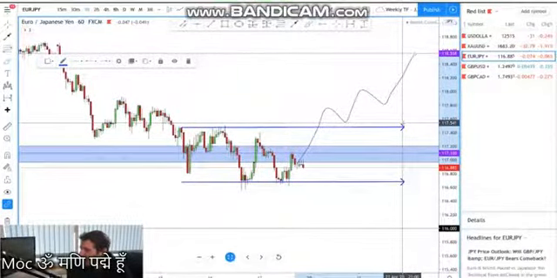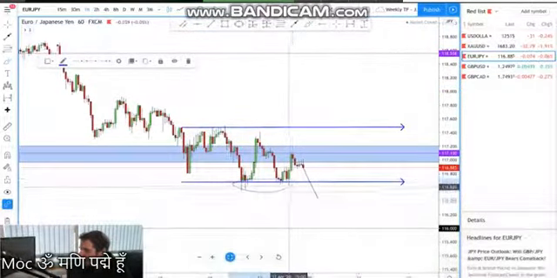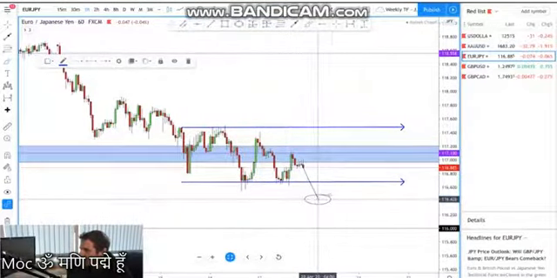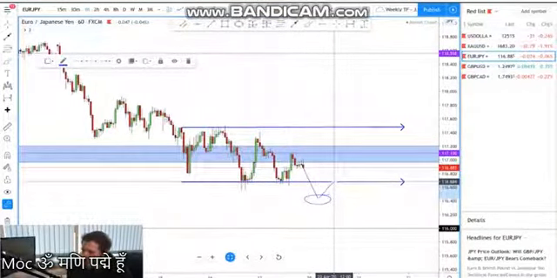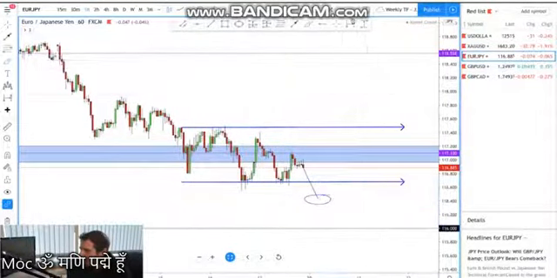118,550, 118,600. If we fail with that, guys, and we do end up breaking this region just down here, when we break this low, I'll be looking for a new low to form. If we see a new low form, I'll be looking for a potential retest, what I call a lower high. And then I'll be looking for the market to continue off to the downside into 116.